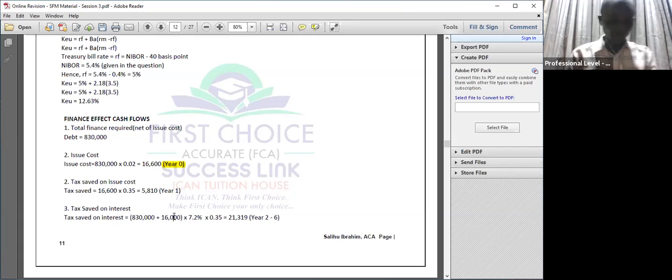Yes. So the total should be 846,600. You now multiply by what? 0.072 to get what? 69.55. Now we multiply by the tax rate, which is 0.35. I get 21,334. Okay, though it's not significantly different, but you can correct it. 21,334. Now, that is our tax saved.